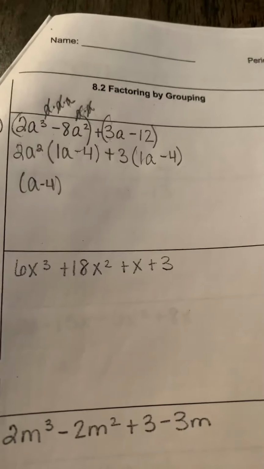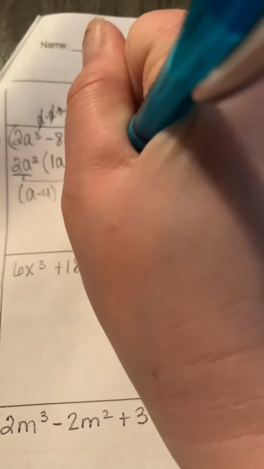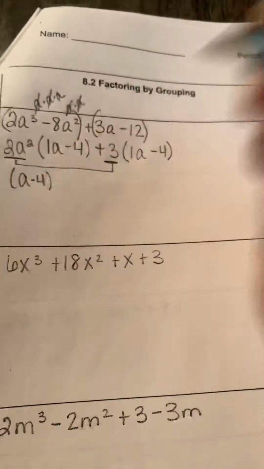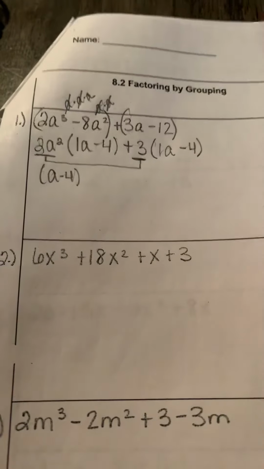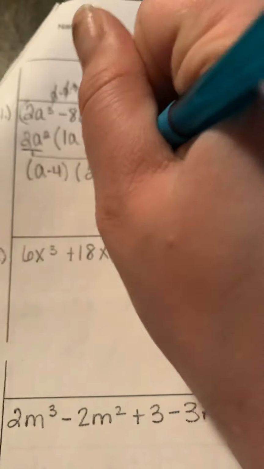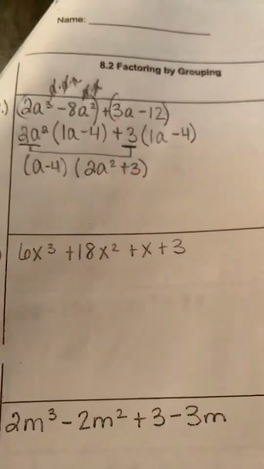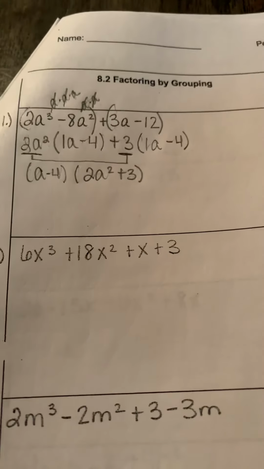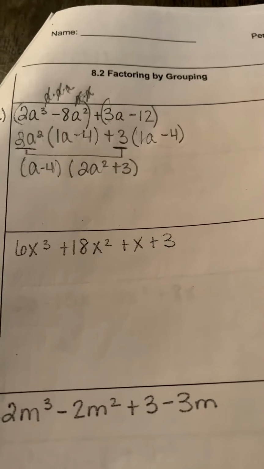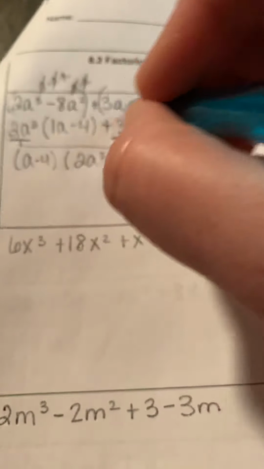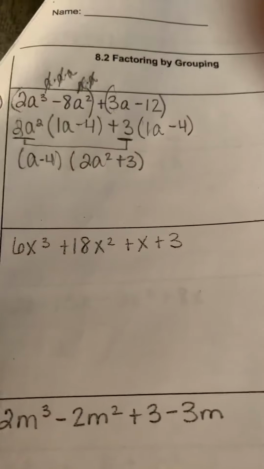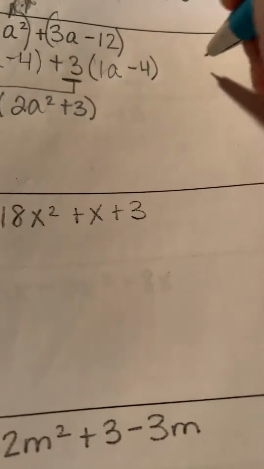Then my other factor is what's on the outside here. This 2a squared plus this 3. That's my other factor: 2a squared plus 3. Now, if I set up my box method and double check myself, I'm going to come right back to this answer right here. So I'll go ahead and do that for the first one here.